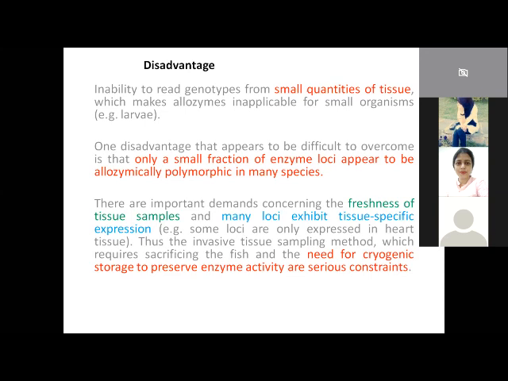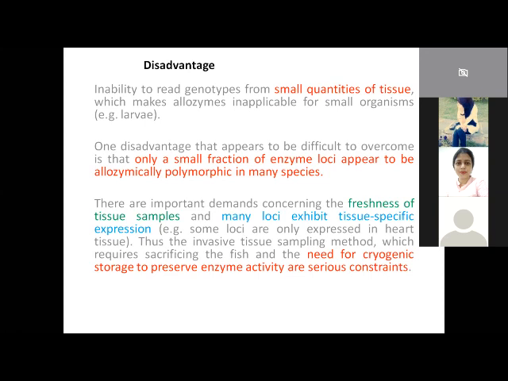Then second, only a small fraction of enzyme loci, only a small number of enzymes, are allozymically polymorphic. I have told you that a marker should be polymorphic, meaning two variants should exist in a population. So there are only a few enzymes which appear to be allozymically polymorphic in many species. So that is another disadvantage.